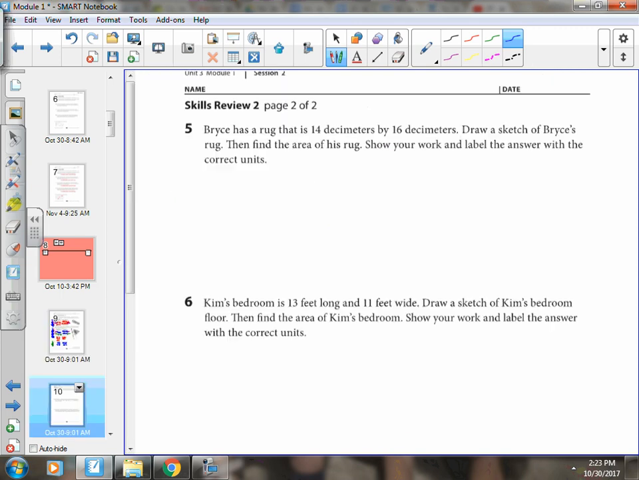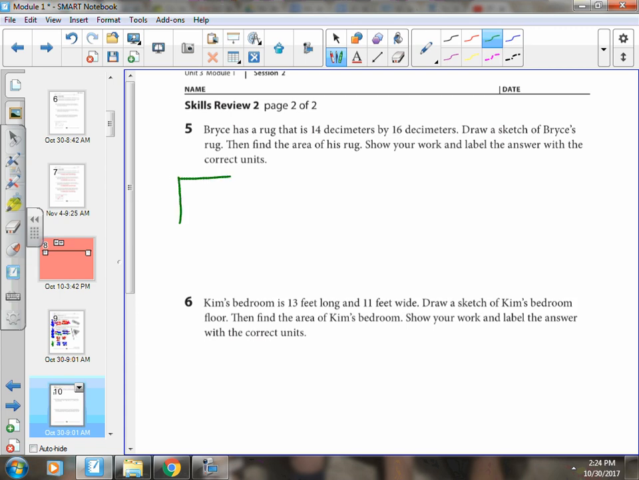Okay, on to the back, page 50. Bryce has a rug that is 14 decimeters by 16 decimeters. A decimeter is 10 centimeters, so maybe about the length of your hand, which is ridiculously small. Draw a sketch of Bryce's rug, then find the area of his rug. Show your work and label the answer with the correct units.